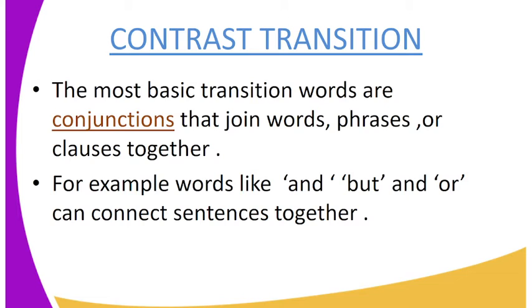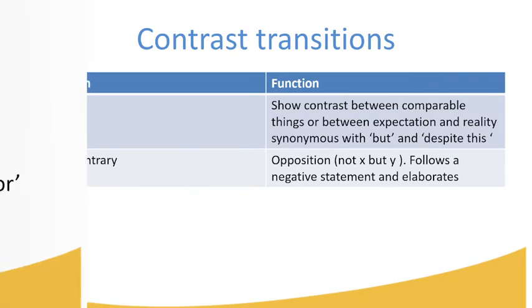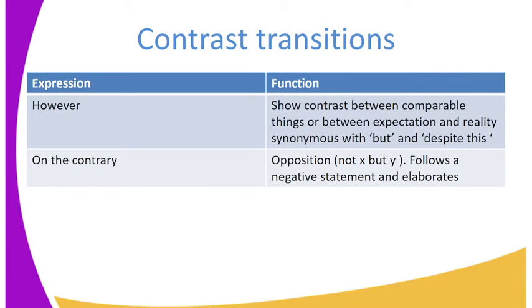The most basic transition words are conjunctions that join words, phrases, and clauses together. For example, words like and, but, or can connect sentences together. So we have contrast transitions, examples of contrast transitions. Here in this table we have an expression, and on the other side we have the function.